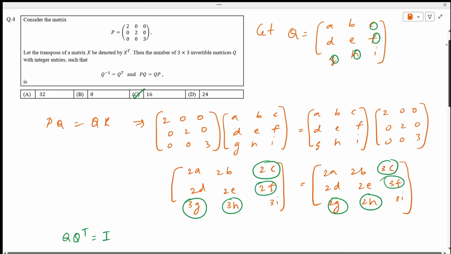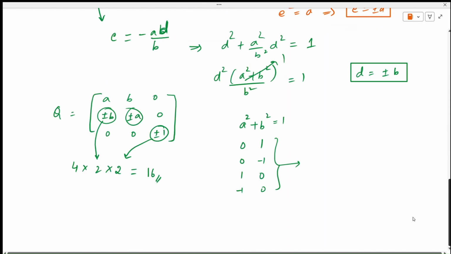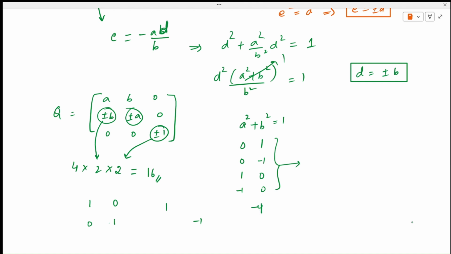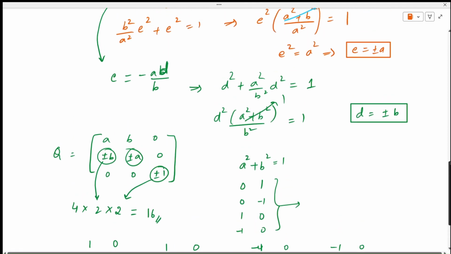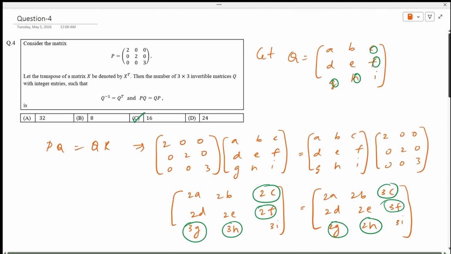Now once again let us check the 16 values. So if A is 1, B automatically becomes 0. Then this is 1 or minus 1. And if it is minus 1, then we'll get the same values, minus 1, 1, and minus 1, minus 1. The same thing can be repeated for B. So 8, 8 into 2, 16. Yeah, that's it. So the final answer is 16.